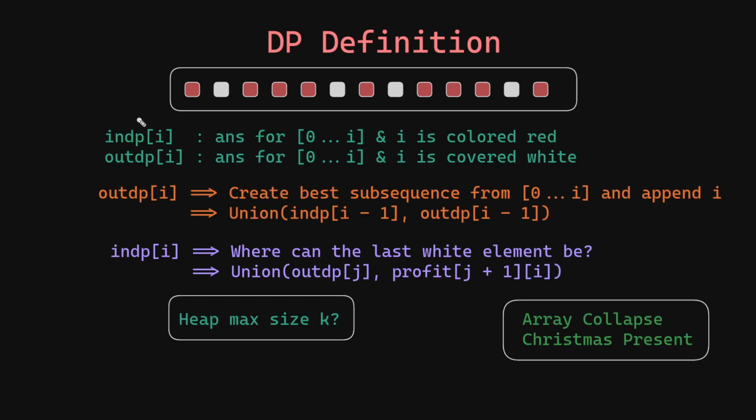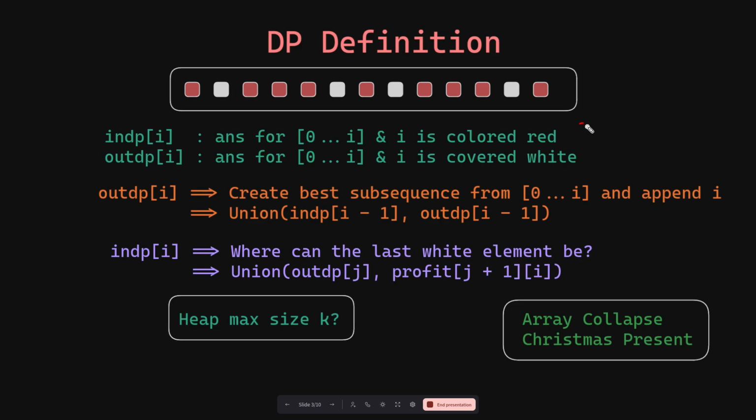Now, since we are dealing with subsequences, it is natural to partition the configurations into two disjoint classes. So we can define in dp of i to be the answer for the ith prefix when the ith element is necessarily colored red. Similarly, out dp of i is the answer for the ith prefix where the ith element is necessarily colored white. And when I talk about the answer for the ith prefix, I mean all the possible configuration values for this particular prefix.